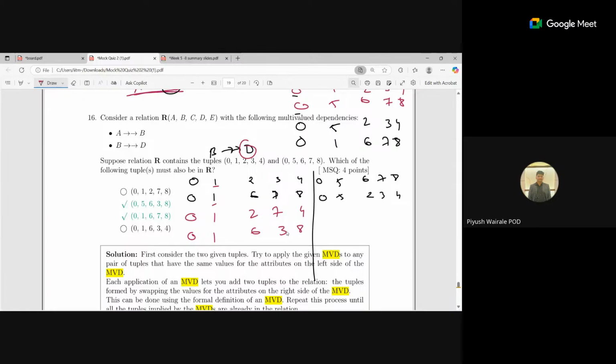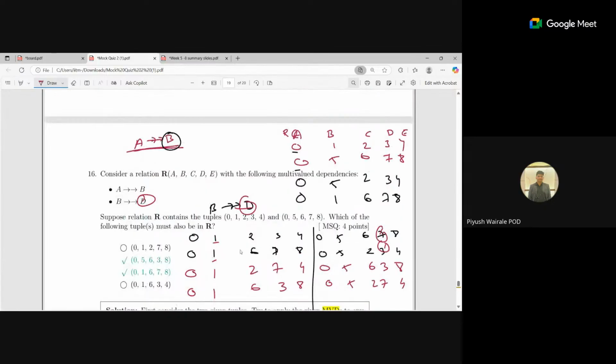This is correct, right? Yes, sir. And here also we need to replace this one. So 0, 5, 6, 3, 8 and 0, 5, 2, 7, 4. We just interchange the beta value here; beta is basically D here. Now, if you observe, these 4 rows and these 4 rows: in total, how many rows do we get to satisfy both the dependencies? 8 rows. Two of these are duplicates, right? So a total of 8 rows to satisfy both MVDs.